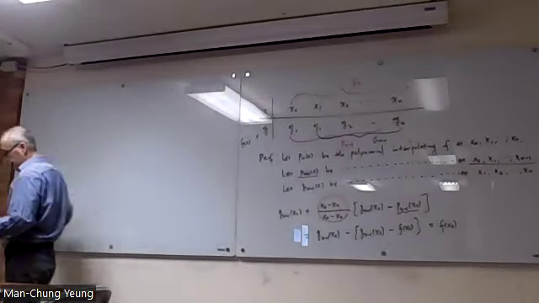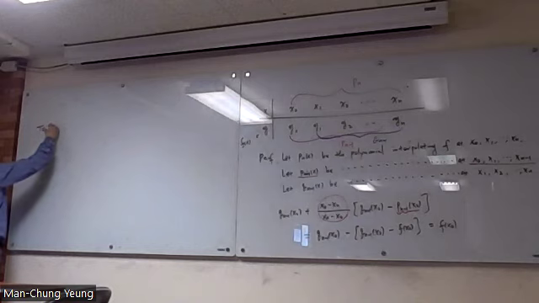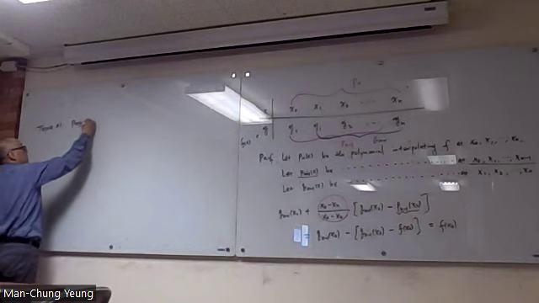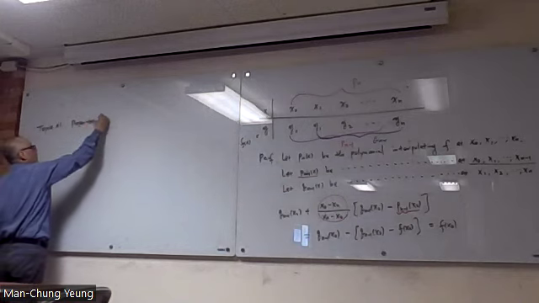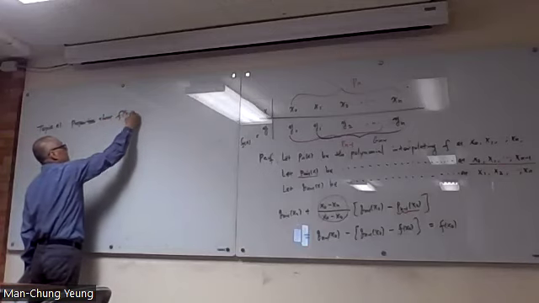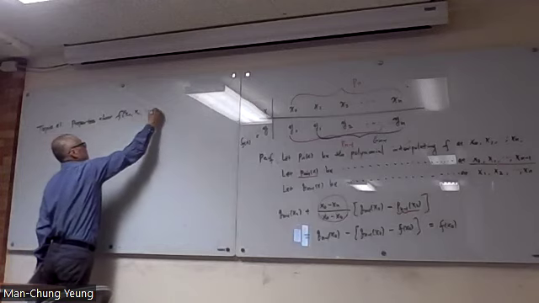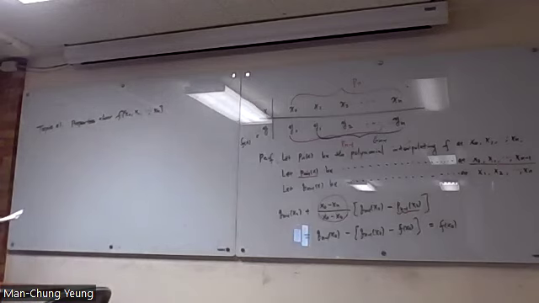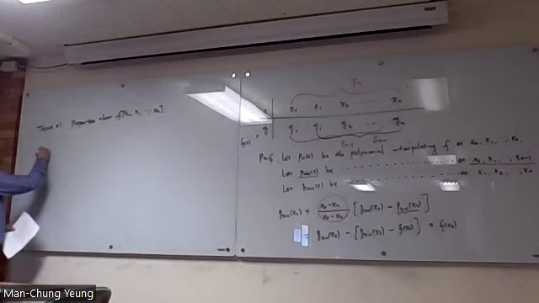Properties. Topic 1. Properties about divided difference. Right, the first one.